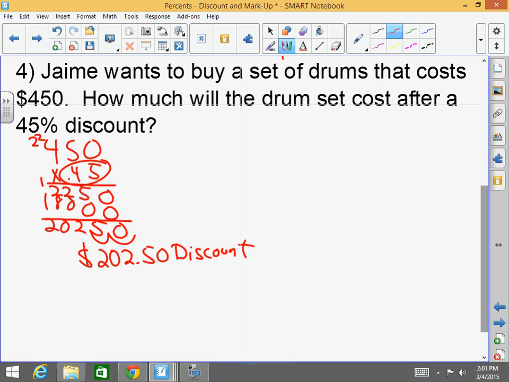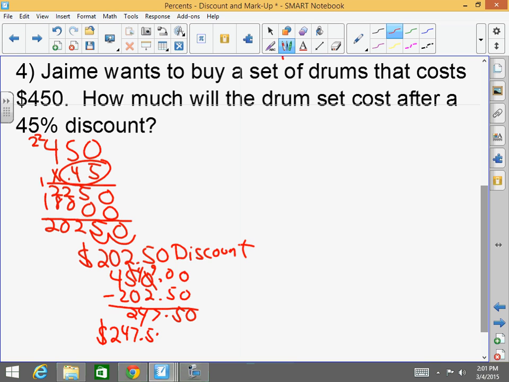So how much will you actually end up paying? Well, $450 minus $202.50. So that's 0, 5, gotta borrow. That's 7. Gotta borrow because I borrowed from a 0. That's 4, and that's 2. So you're gonna pay $247.50. Does everyone see that, guys? Please make sure you write this down, guys. If you don't write it down, you're not helping yourself. You're only hurting yourself.